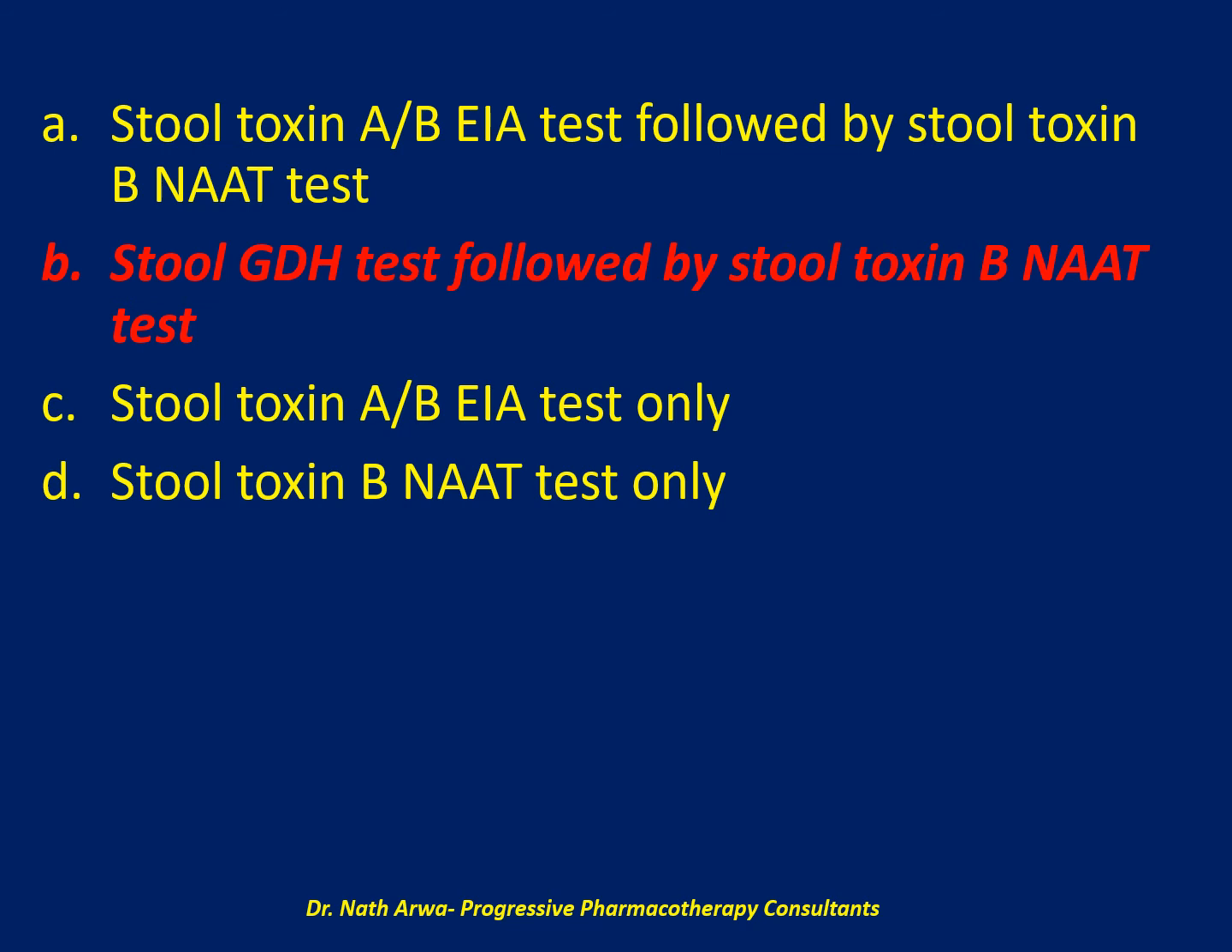B it is, a stool GDH test followed by a stool toxin B NAAT test. Now the 2017 IDSA SHEA Clostridioides difficile guidelines suggest a two-step method unless laboratory personnel can verify that stool specimens are only received from patients with new onset and unexplained diarrhea, that is unformed stool, in 24 hours. As this is not the case with this particular patient, a two-step test that first starts with the GDH followed by the presence of toxins is recommended, and that makes B the correct answer in this particular case.